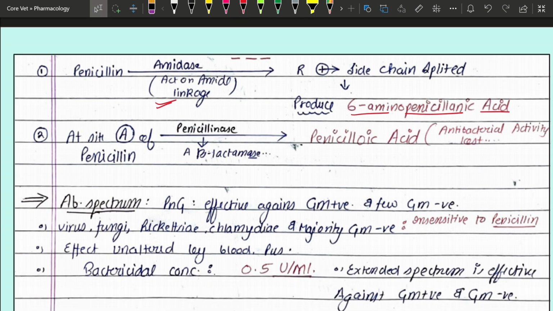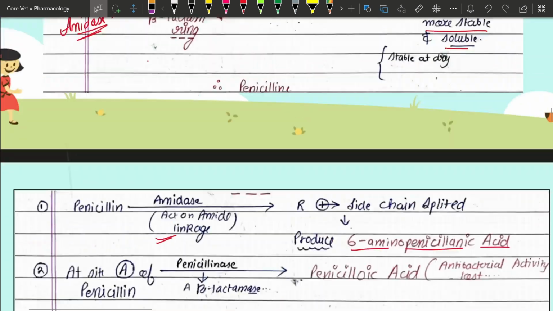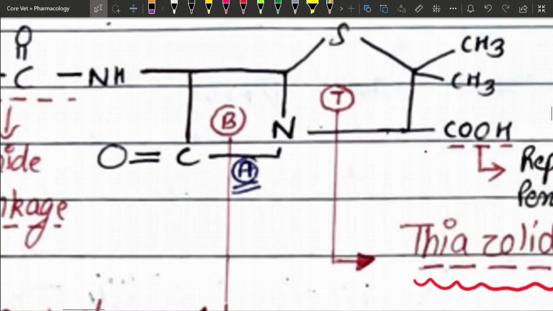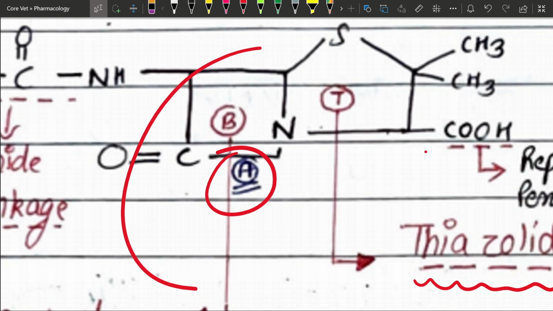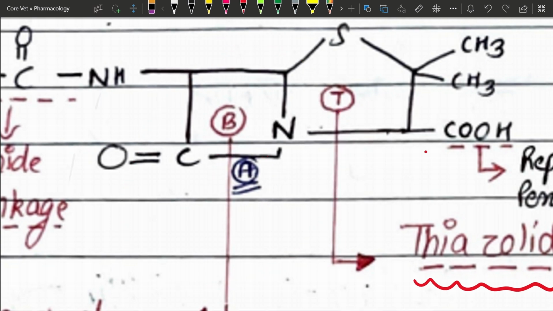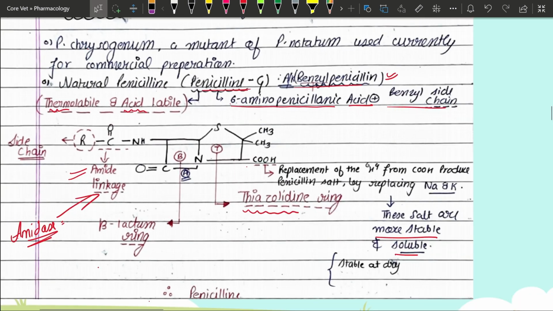And if we are going to treat the site A, where was the site A? The site A was at the beta-lactam ring. So this is the site A, which is in the beta-lactam ring, right? So this is the site A, which is present at the beta-lactam ring.